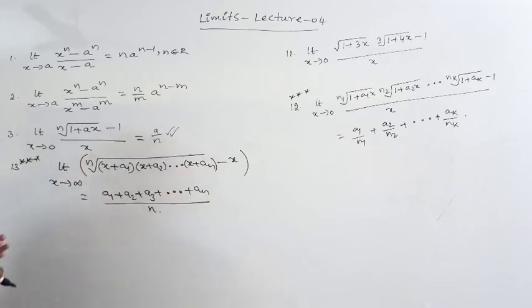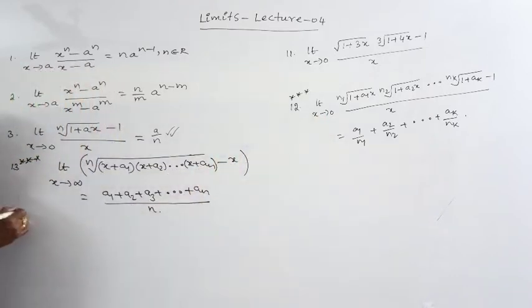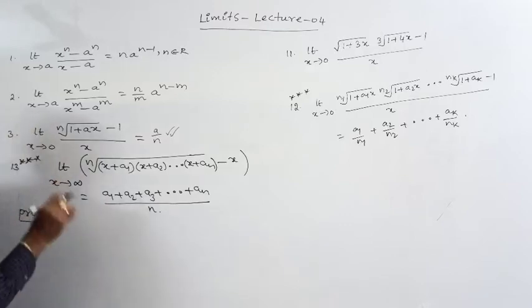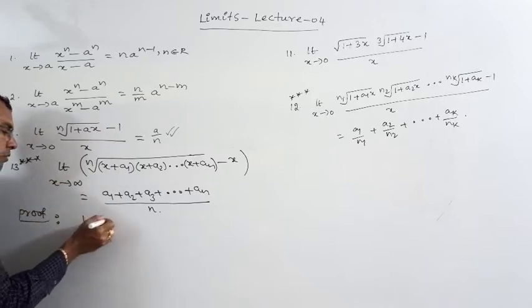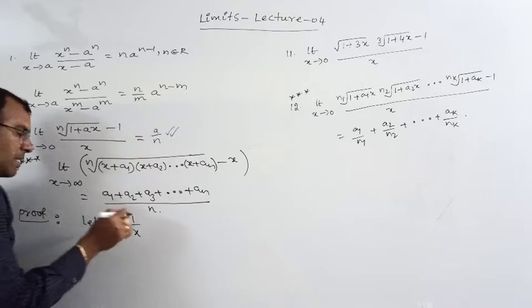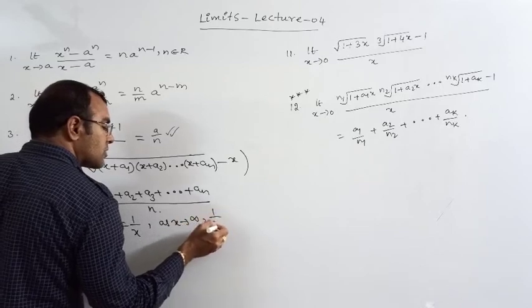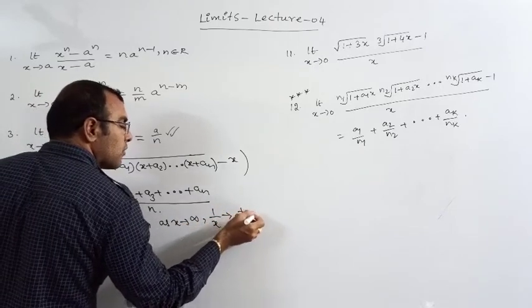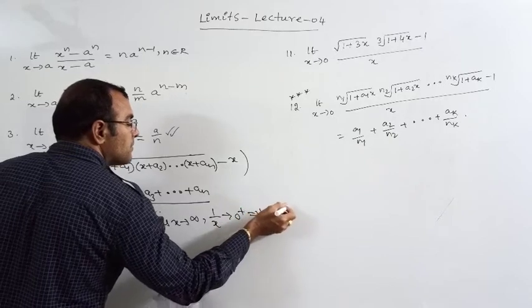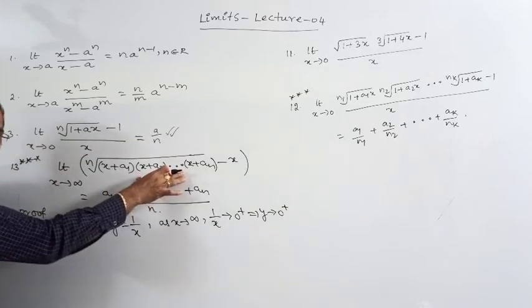I will prove it using this concept. Use it, prove it, otherwise you do not believe it. Here x tends to infinity. Let y equal to 1 by x. As x tends to infinity, 1 by x tends to 0 plus. So therefore y tends to 0 plus. We will substitute here.